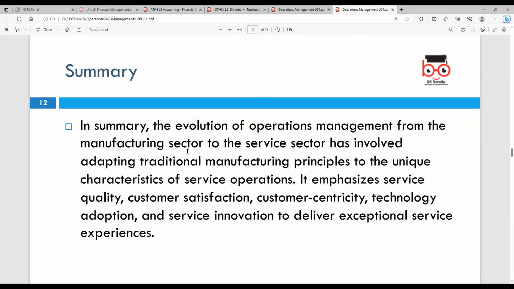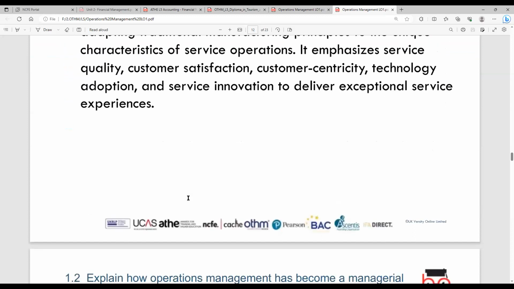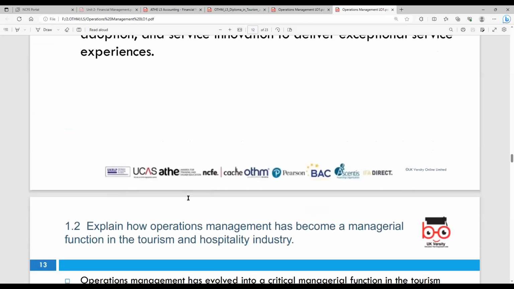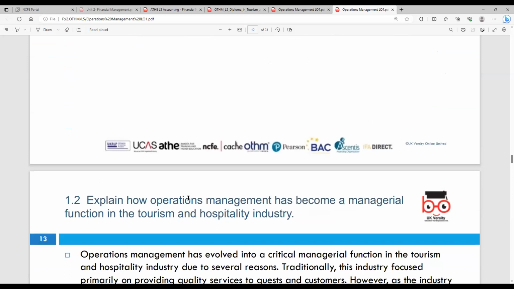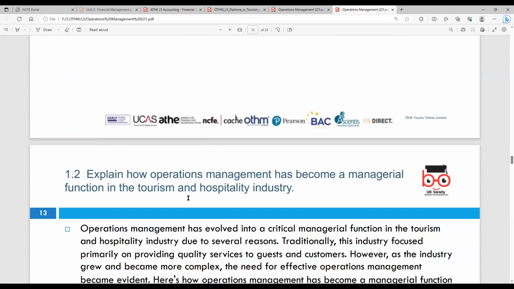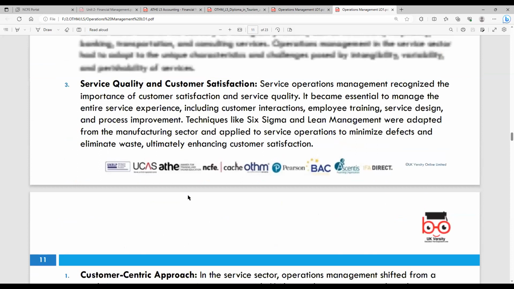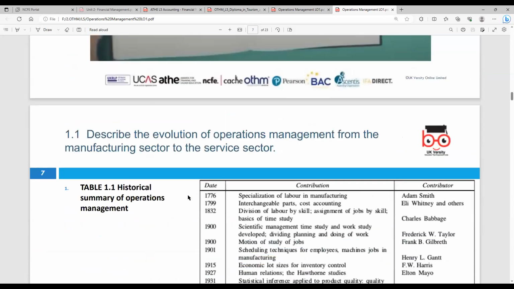It has moved away from the traditional manufacturing principles to the characteristics of service operations. Its emphasis is to improve the quality of service, customer satisfaction, and customer centricity, making sure that technology is used to the utmost, and that innovative customer services are utilized to deliver exceptional quality service to satisfy customers and stay better than your competitors. So that's how it has evolved over the years. So that's just a little bit on the evolution and how it has evolved. So 1.1 was to look at how operations has evolved over the years, from the manufacturing sector into the service sector.